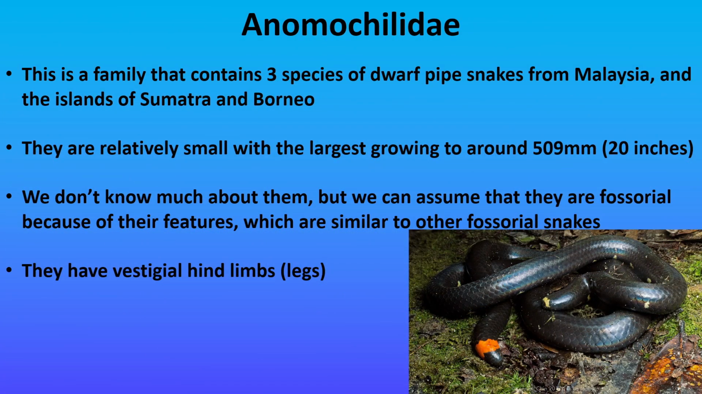Next is the Anemochiliidae, and this is a family that contains 3 species of dwarf pipe snakes from Malaysia and the islands of Sumatra and Borneo. They're relatively small, with the largest growing to around 509 millimeters, that's 20 inches. We don't know much about them, but we can assume that they are fossorial because of their features, which are similar to other fossorial snakes. They do have vestigial hind limbs, which, as we said, technically are legs.